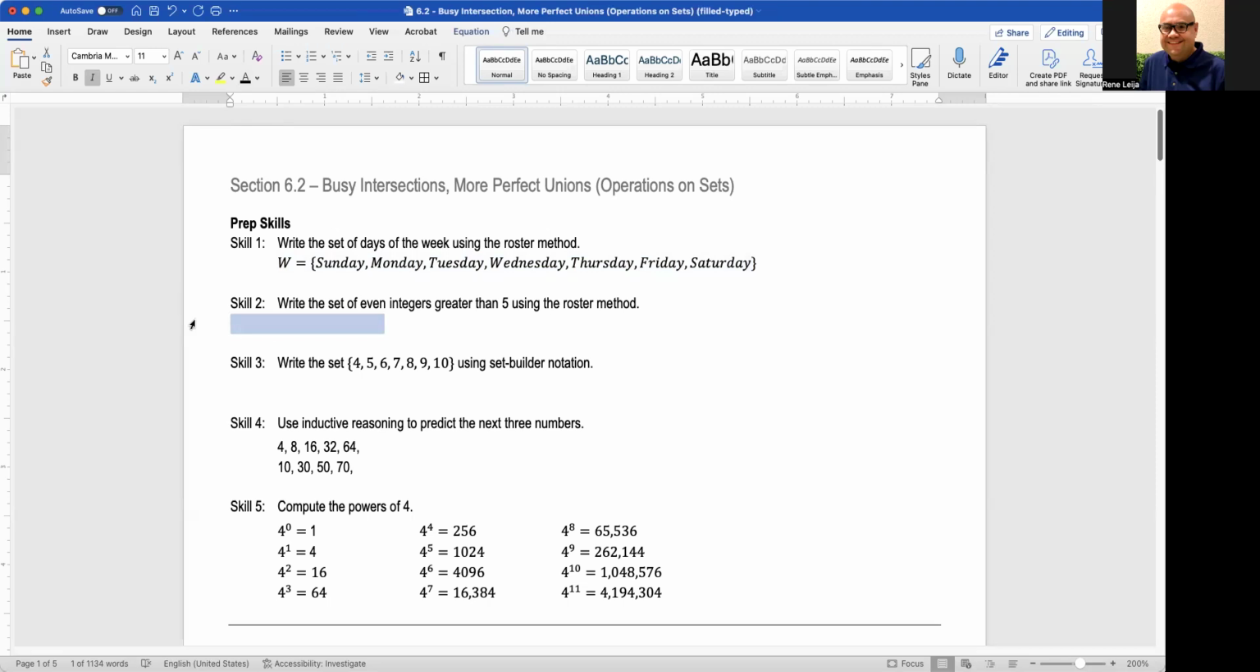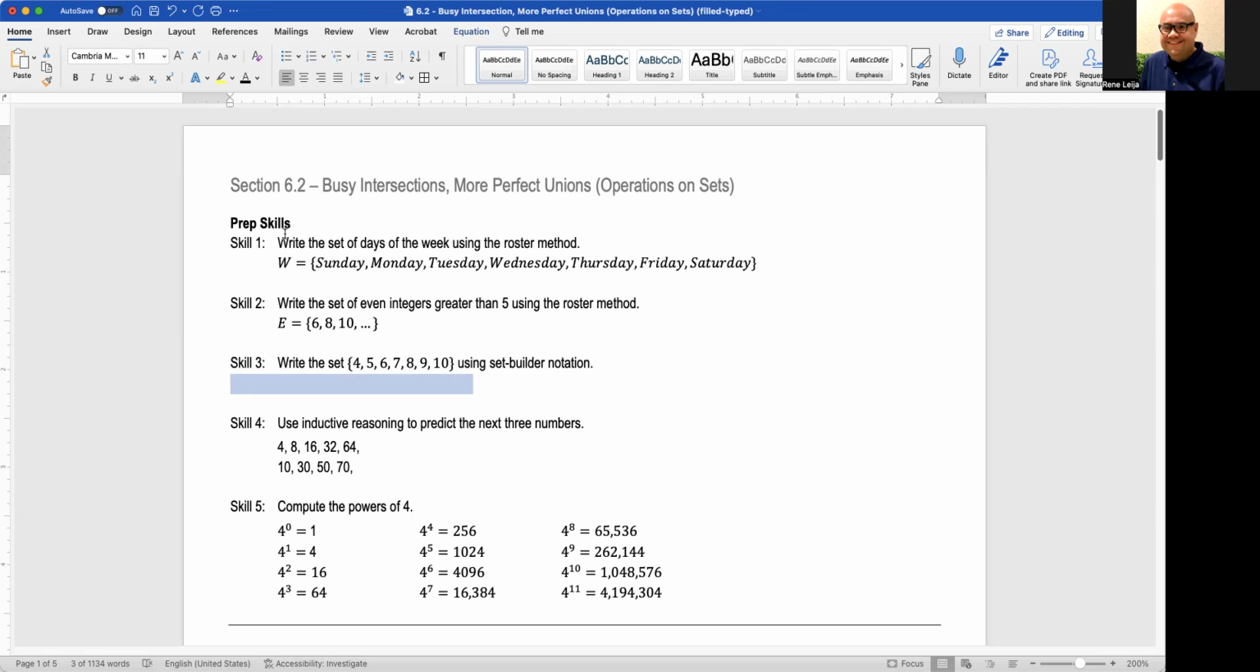Write the set of even integers greater than 5, again using the roster method. So this is what you should have come up with: E for even numbers. Skill number 3, write the set. Now I'm going kind of fast, but realize you can pause the video at any point to write your answer and then unpause it.